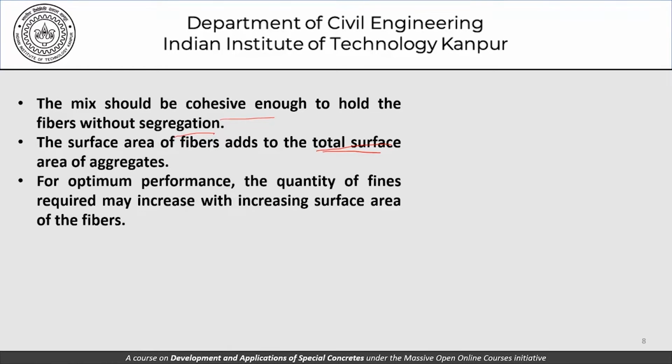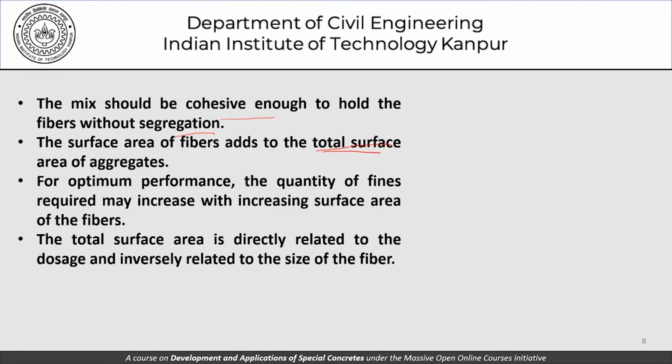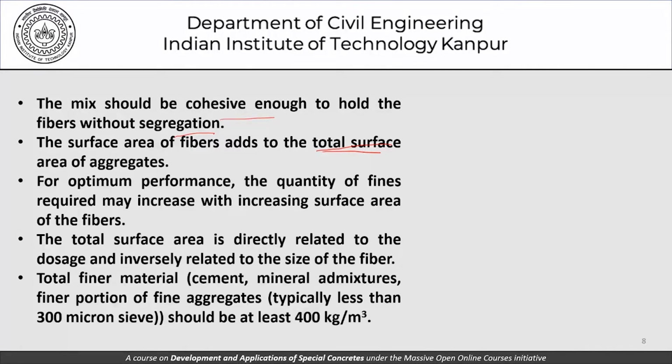For optimum performance, the quantity of fines may require to be increased with an increasing surface area of fibers. That's what we just mentioned. The total surface area is directly related to the dosage and inversely related to the size of the fiber. The total finer material, that is cement, mineral admixtures, and the finer portion of the fine aggregates, typically less than the 300 micron sieve level, should be kept at least 400 kgs a cubic meter.